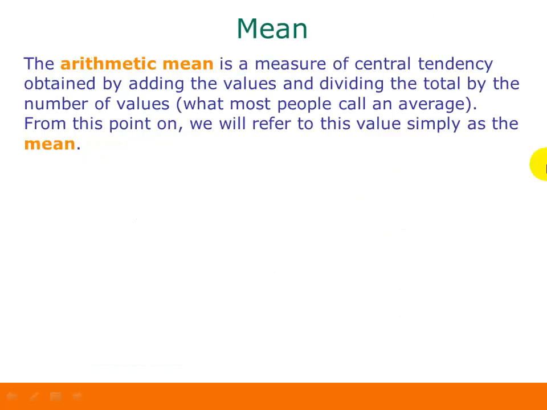The arithmetic mean is a measure of central tendency. It's obtained by adding the values and dividing the total by the number of values. So it's what most people would call an average. From this point on, we will refer to this value simply as the mean instead of saying the arithmetic mean.